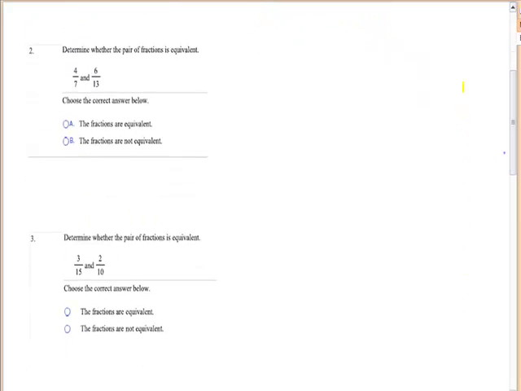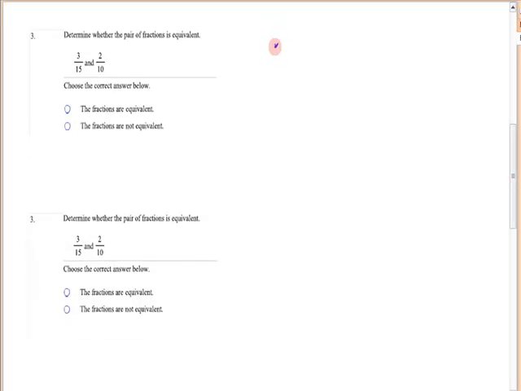Let's look at another one. I have 4 over 7 and 6 over 13. Let's take a look at our cross products. 7 times 6 is 42. 4 times 13 gives me 52. These are not equivalent. And you could have told, I hope, because 4/7 is lowest terms, 6/13 is lowest terms, and those are not equivalent.